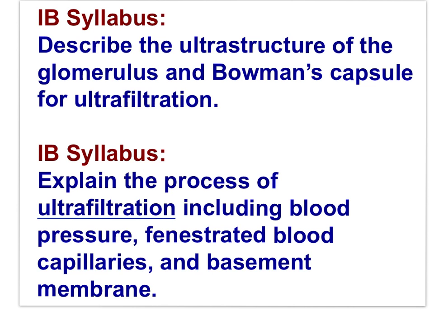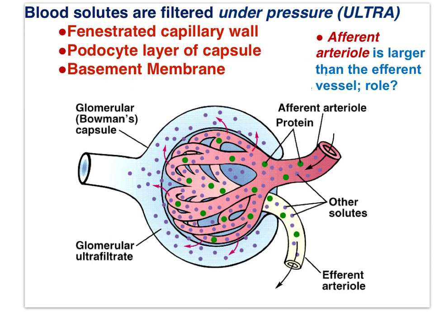So now we move to some high detail. Here are the next 2 IB syllabus statements. Describe the ultrastructure of the glomerulus and Bowman's capsule for ultrafiltration. Explain the process of ultrafiltration, including blood pressure, fenestrated blood capillaries, and basement membrane. The blood arrives to the glomerulus under high pressure as the afferent arteriole is wider than the efferent arteriole.